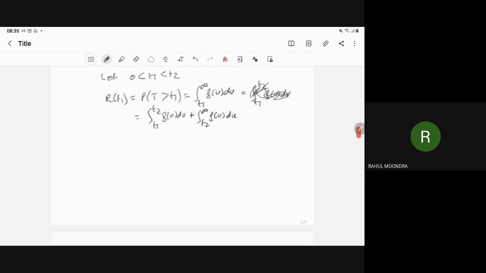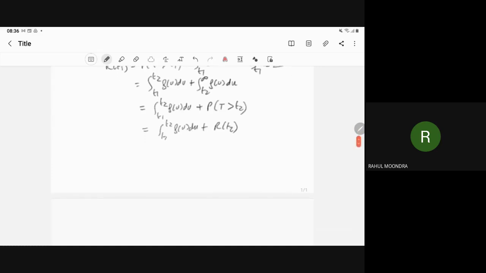And what is the second expression? The integral from t1 to t2 of f(u) du plus what is this expression? This is the probability that T is greater than t2, that is R(t2). So here it will give you R(t1) minus R(t2) is equal to the integral from t1 to t2 of f(u) du.